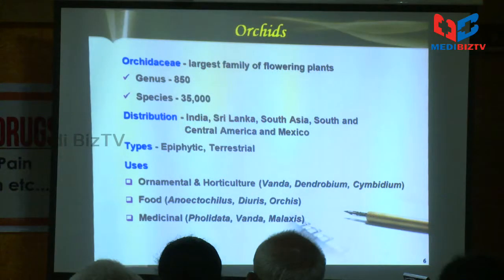And this is some general introduction about orchids. Orchids are the largest family of flowering plants, consisting of about 850 genera and 35,000 species, distributed worldwide, including India, Sri Lanka, South Asia, South and Central America, and Mexico. Orchids are of two types: epiphytic and terrestrial. Orchids are also used as medicinal plants, food, and as ornamental and horticultural plants.